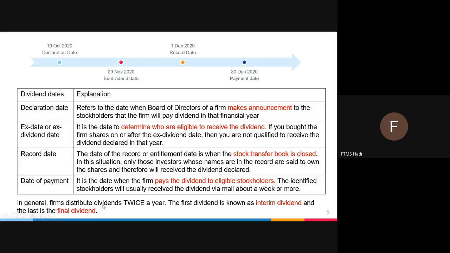In general, firms distribute dividends twice a year. The first dividend is known as the interim dividend, and the last is the final dividend. The dividend that you receive sometimes is not paid in full. Maybe it is paid in two times: the interim dividend, which is the first dividend, and then the balance, which is the final dividend. So those are some dates you need to consider. The best time to invest is between the early part of the year until around July, August, or September, because usually at the end of the year they will declare a dividend.